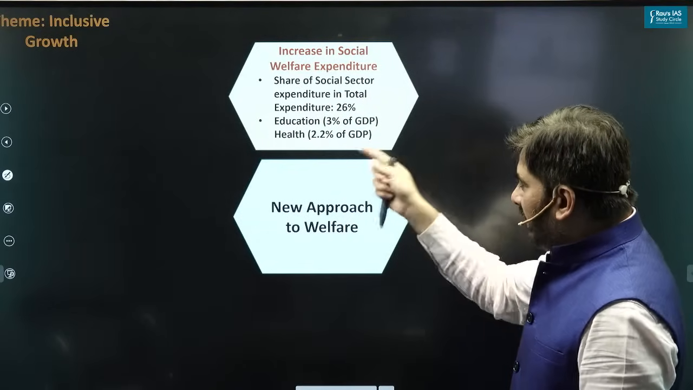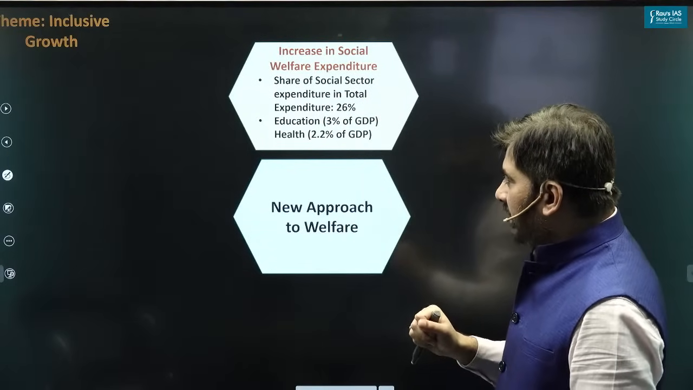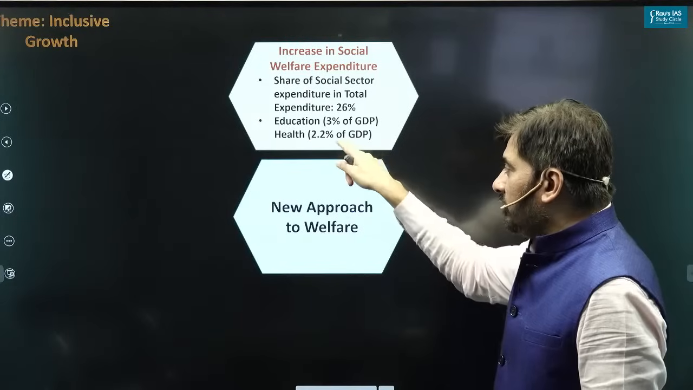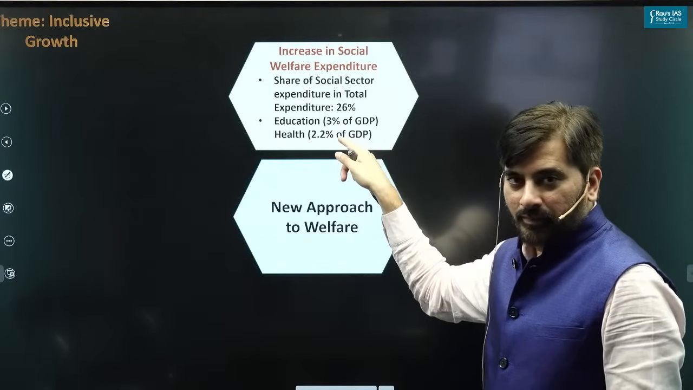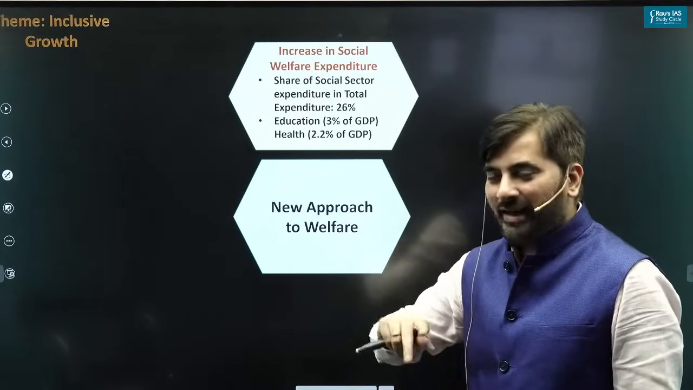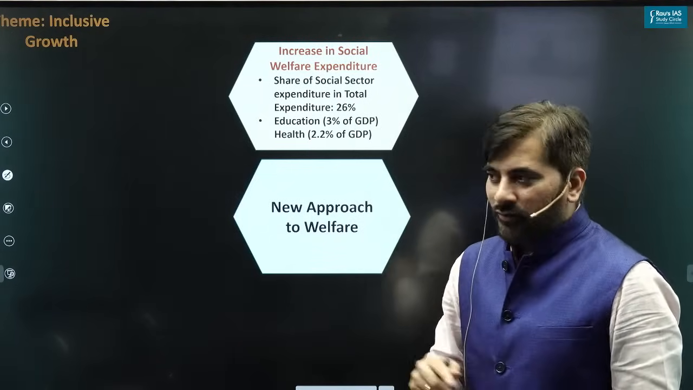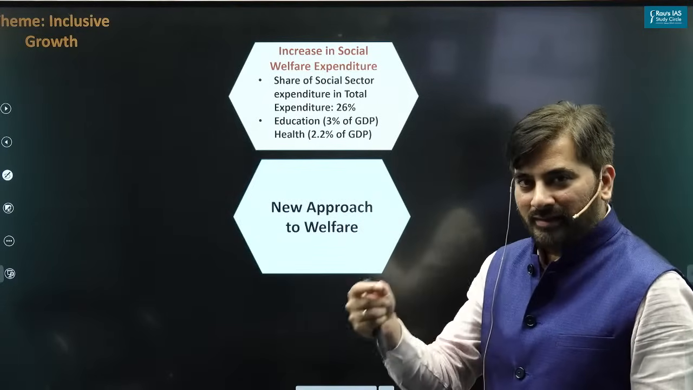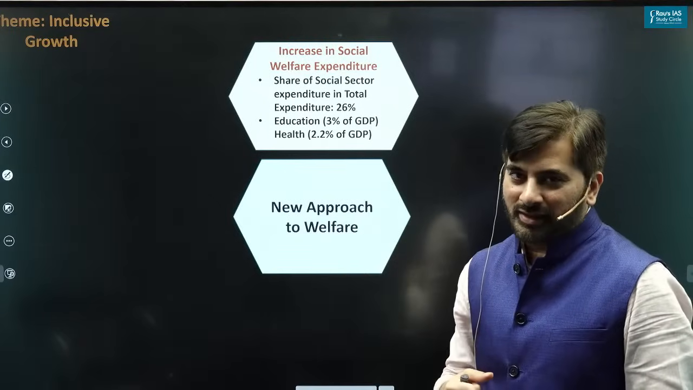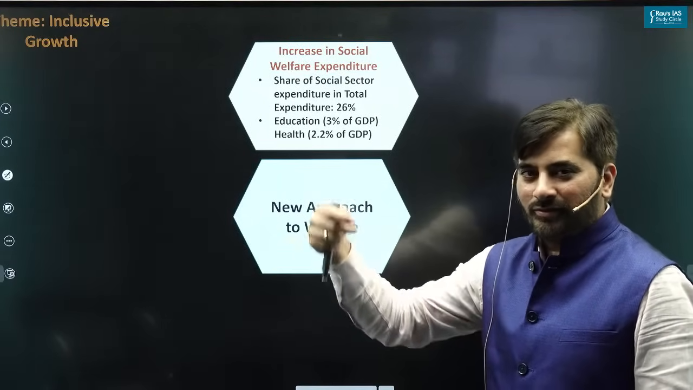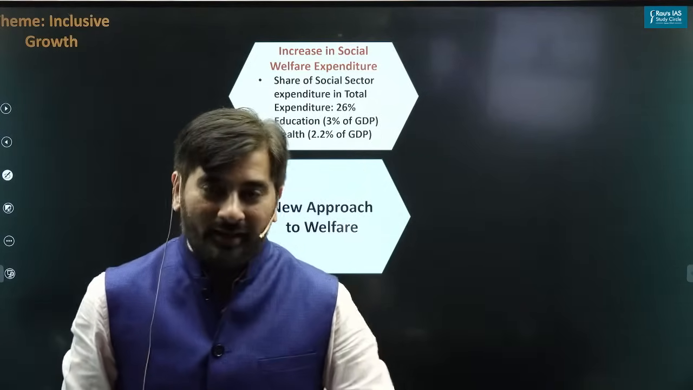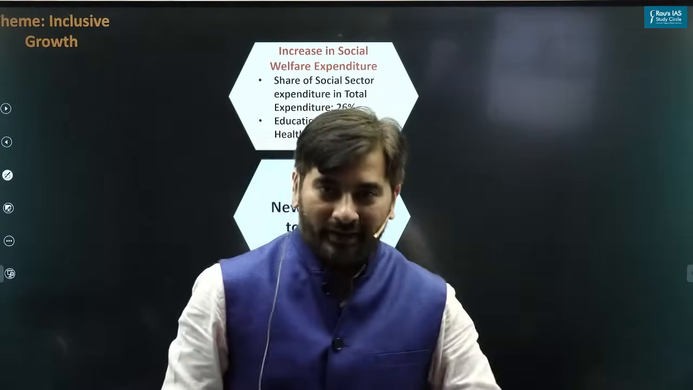Accordingly, you can see the amount of money which we are spending on education is almost 3% of our GDP. On health, it is 2.2% of GDP. Especially when you look at the government's expenditure on health, it has actually increased. Almost 2 to 3 years back, the government's expenditure on health was hovering around 1.5% of GDP, and now it has increased to 2.2%. This is a new change which has taken place. This is component number 1.